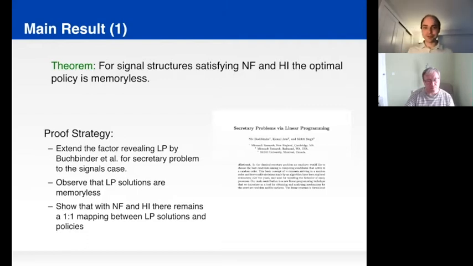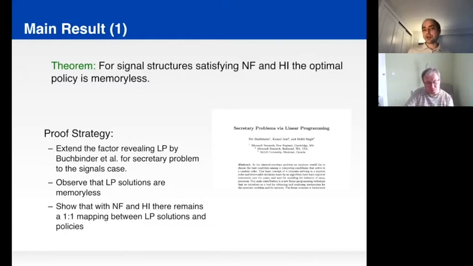I'm going to give you a strategy. So there's a beautiful paper on the secretary problem that says one way to solve the secretary problem is by writing down a factor revealing LP. So this is by Buchbinder, Jain, and Singh. And they say, here's a factor revealing LP. And this LP actually fully captures all of the stopping policies that you can have for the secretary problem. There's a one-to-one mapping between the solution to the LP and what you could possibly do, right?